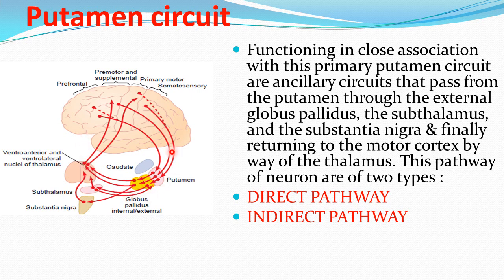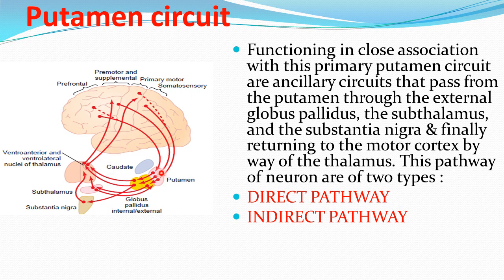Functioning in close association with the primary putamen circuit are ancillary circuits that pass from putamen through the external globus pallidus and subthalamic nucleus and substantia nigra, and finally return to the motor cortex by way of the thalamus. Thalamus is the middle way through which the fiber passes to the cortex.